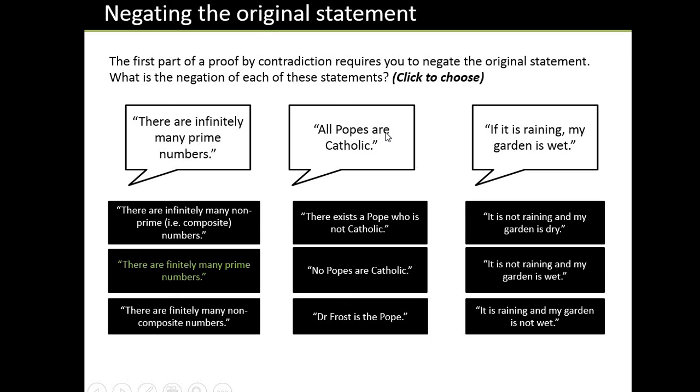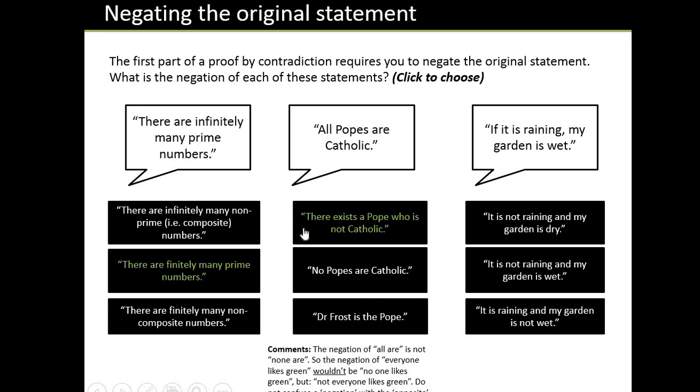Now let's look at the next one, because this could be easily misunderstood. All popes are Catholic. Now I'm not looking for the opposite of that, I'm looking for the negation of that, a contradiction of that. So there exists a pope who is not Catholic, no popes are Catholic, Dr. Frost, who writes these PowerPoints, is the Pope. Well, that's just a silly one. So in fact, it is the first one.